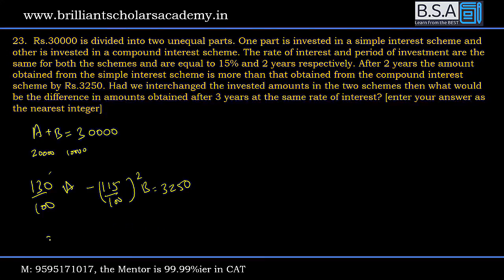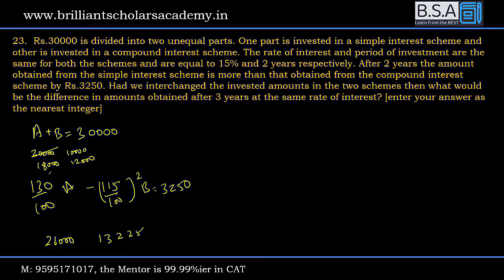1.3 into 20,000 is 26,000. And 1.15 into 1.15 into 10,000 is 13,225. तो ये गैप ज्यादा हो गया, ये गैप बहुत ज्यादा हो गया. हमें गैप कम चाहिए, तो इनके बीच गैप कम करो. इसको 15,000 आई कैन नॉट 15,000, 15 कैन नॉट बी देयर. तो इसको 18,000 एक बार ट्राई करो और इसको 12,000 एक बार ट्राई करो.